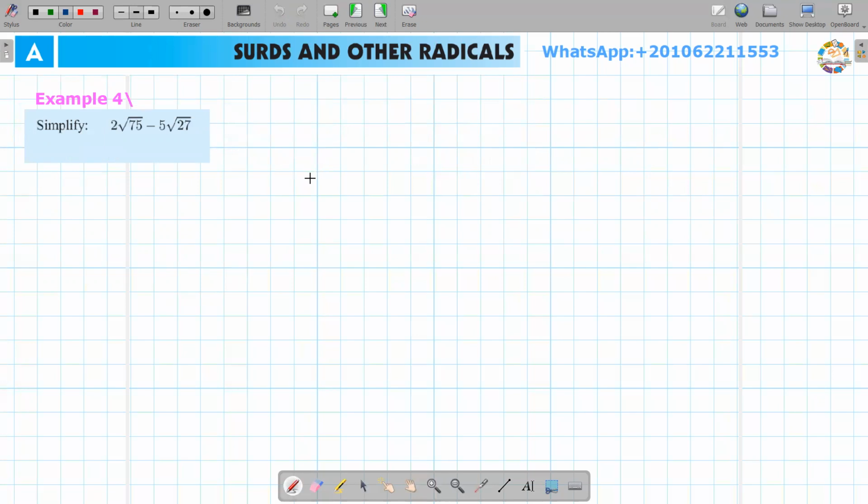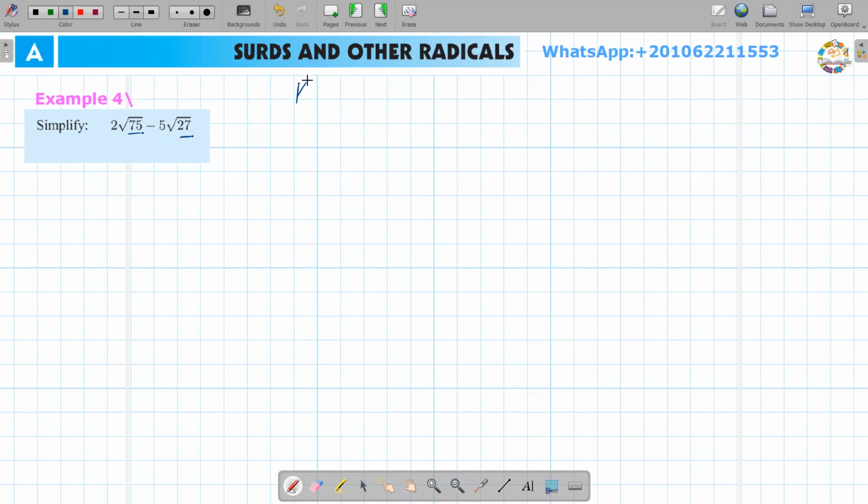What about question or example 4? In this example, he said simplify. And notice that we have two different roots, which is 2 root 75 minus 5 root 27. Now, you're going to deal with this question, and you're going to try to simplify it.